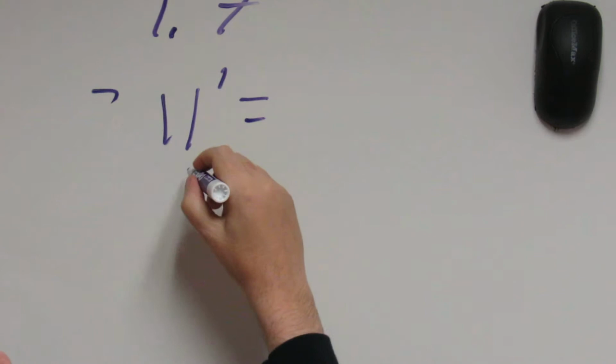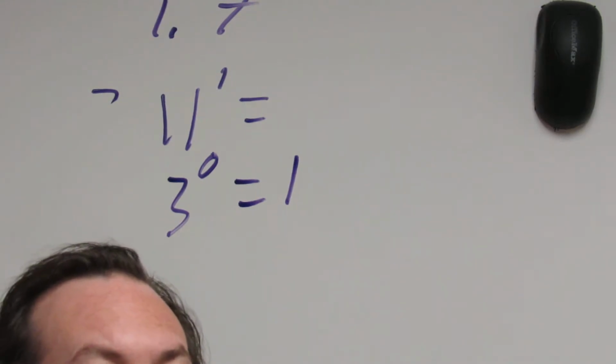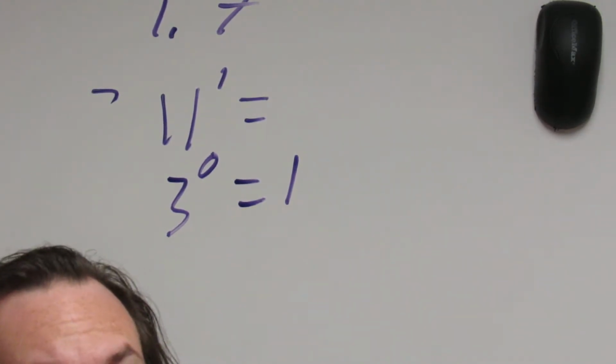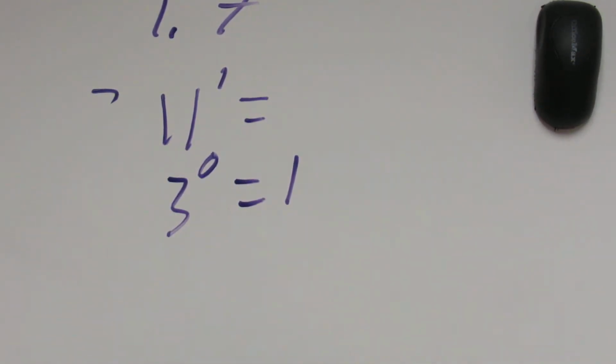If, however, we have, say, 3 raised to the 0, it's going to equal 1. Anytime you have anything raised to the 0, the answer is going to be 1. Anytime you have anything raised to the 1, it's just going to be that number.